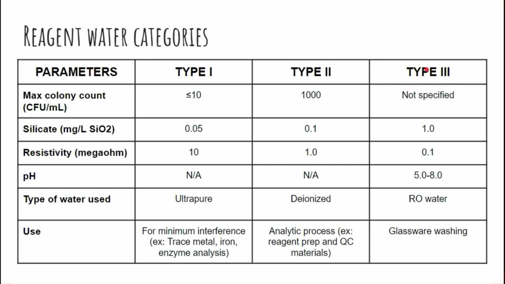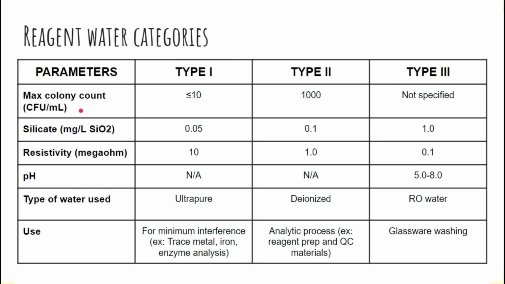But not necessarily madumi, okay? Hindi lang siya yung pinaka-okay when it comes to their purity. Okay, so for the reagent water categories, type 1, 2, and 3, you can differentiate them according to the following. Number 1, you can check for the maximum colony count or in CFU per ml. Ang maximum colony count po pertains to the number of bacteria.